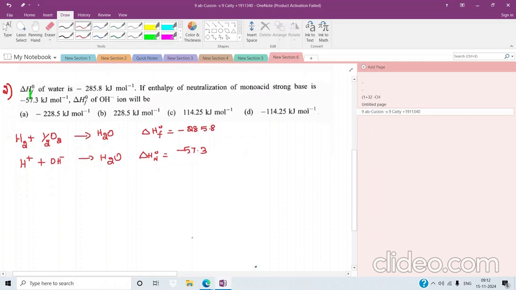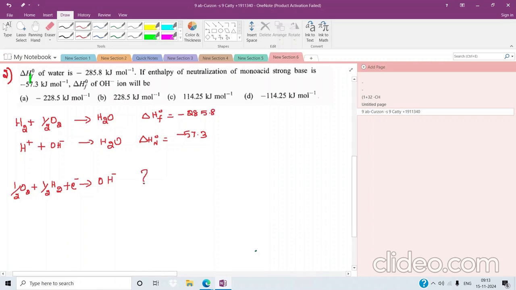Okay, and then they are asking the formation of OH minus ion. OH minus ion means the constituent atoms are O and H. That's why I'm going to take half O2 and half H2, because for oxygen we should not take only one oxygen atom. It's not possible to take that in elemental state. Oxygen will always be O2, a diatomic molecule, in the elemental state. And then one electron we should add. This is the actual formation of hydroxide ion. We have to get that equation, and we have to find the delta H for that formation.